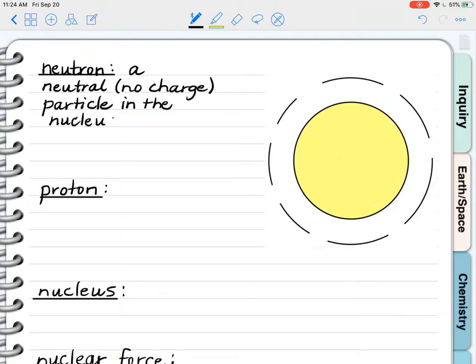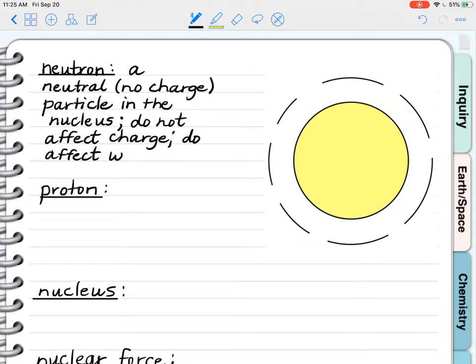Okay. They do not affect the charge, but they do affect the weight of your atom. So let's say that they can make the atom heavier or lighter. If you take neutrons away, it's going to affect the atom's weight. So remember in my last diagram, we drew in the electrons. So let's go ahead and put those in here because I want to show you something a little bit down the line. So electrons are negative.